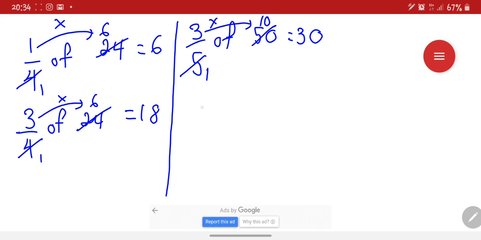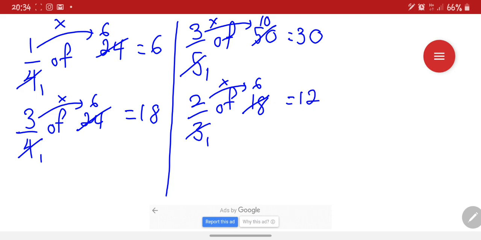Now let's say it's over 3. Let's say you're finding 2 out of 3 of 18. Same, the whole number you divide by the denominator 3. So 3 divided by 3 is 1, 18 divided by 3 you will get 6. So this one you multiply. 2 times 6 is 12. Alright, 2 times 6 is 12. Now this is a denominator of 3. So I hope that you guys can get the hang of this kind of questions.